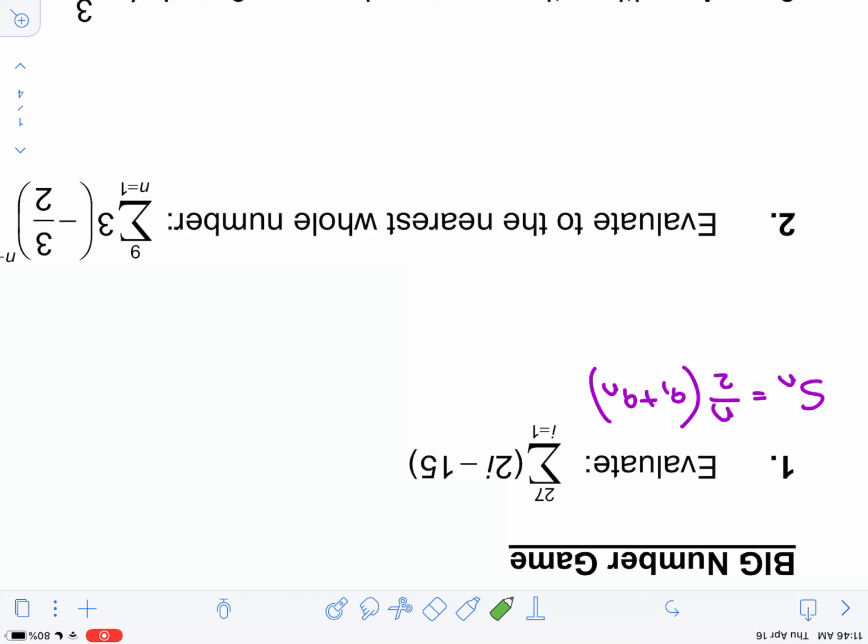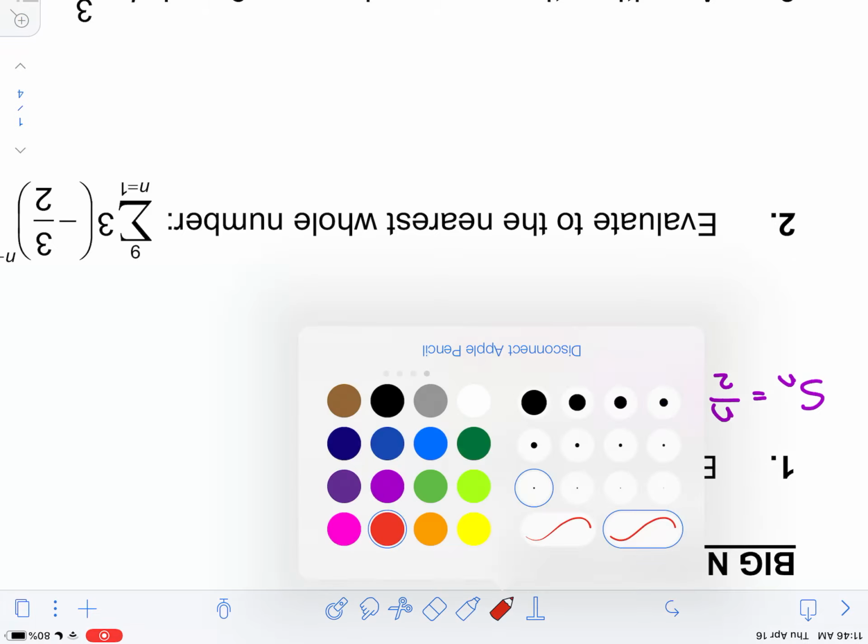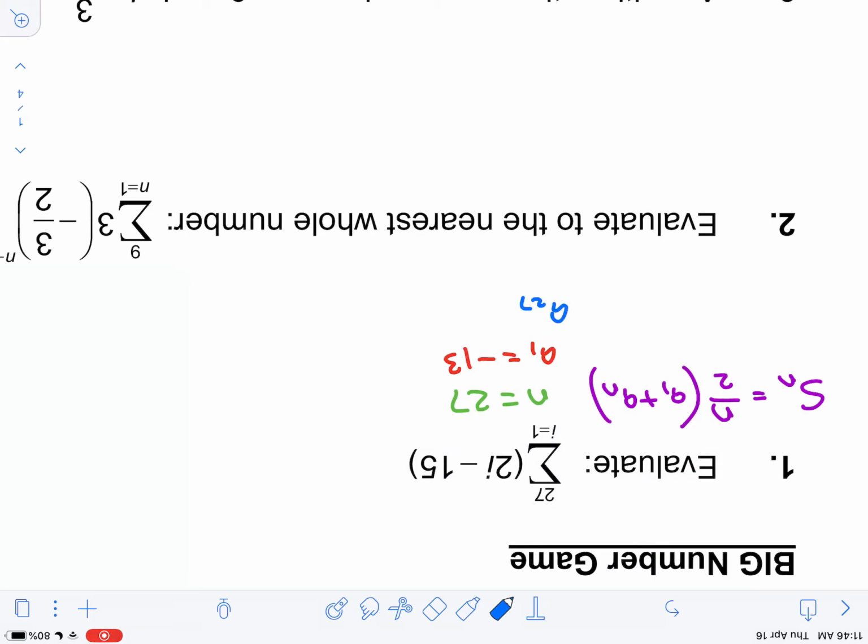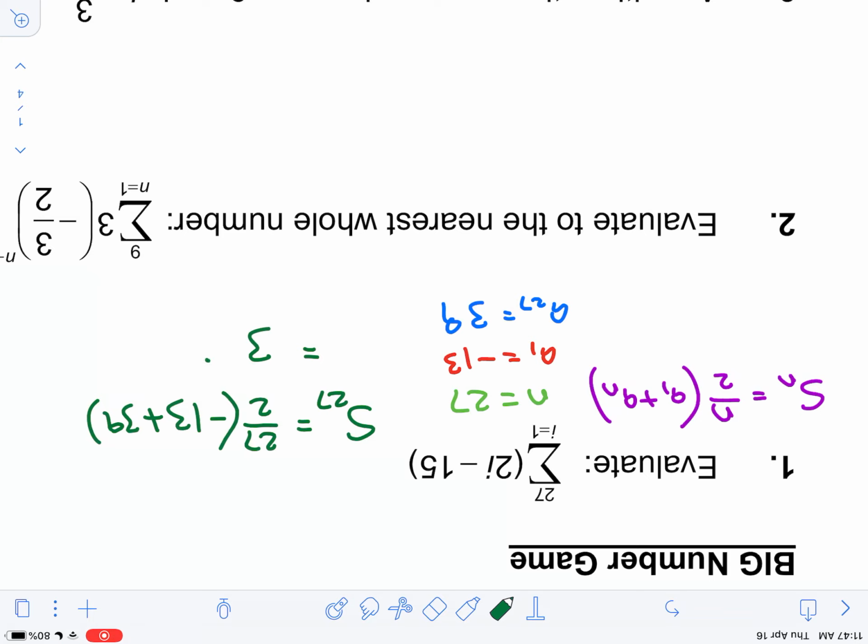Some of you might go slower. I'll go slow for this one. So from 1 to 27 is 27 terms. My first term is when i equals 1, and so 2 minus 15 is negative 13. And let's go blue. My 27th term is 2 times 27 minus 15, so 39. Now I can go to my purple formula, so the sum of 27 terms is 27 divided by 2, first term plus last term. Go to your calculator, and 351.